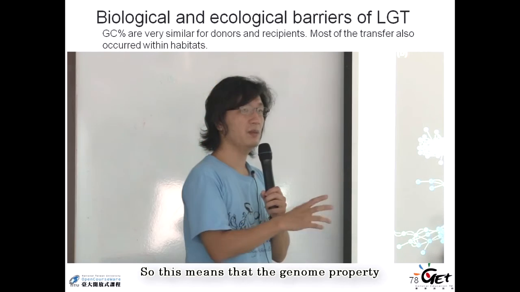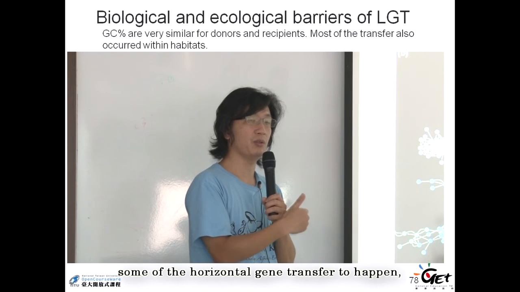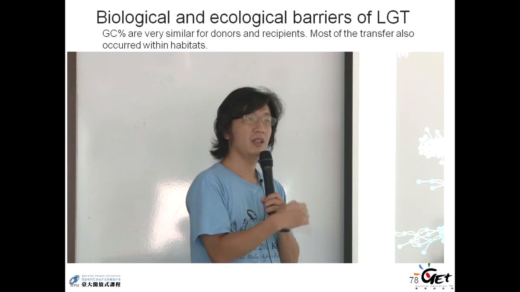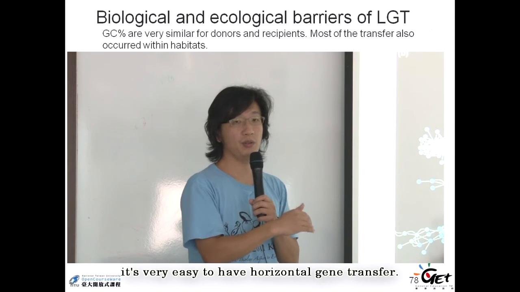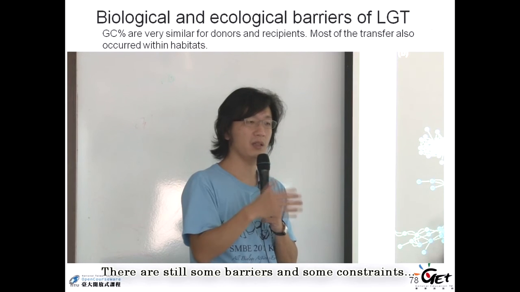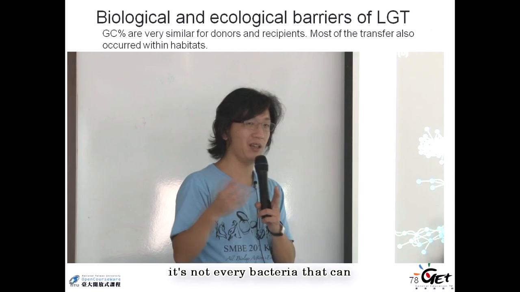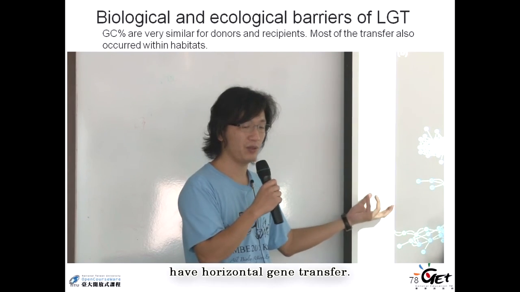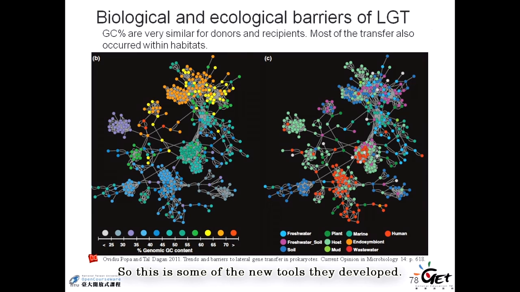So this means that the genome property will prevent some of the horizontal gene transfer from happening, even though in bacteria it's very easy to have horizontal gene transfer. There is still some barrier and some constraints; not every bacteria can have horizontal transfer. There is still some pattern here. So this is some of the new tools they devised.